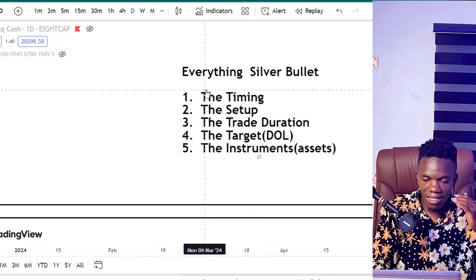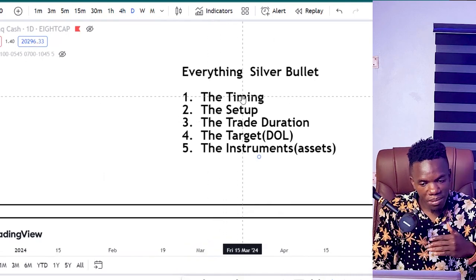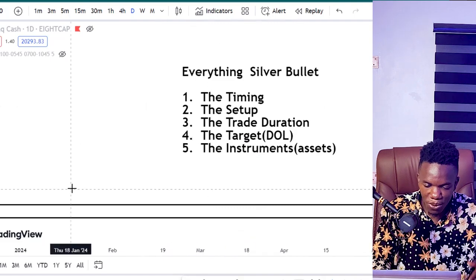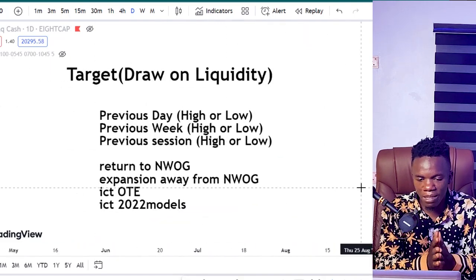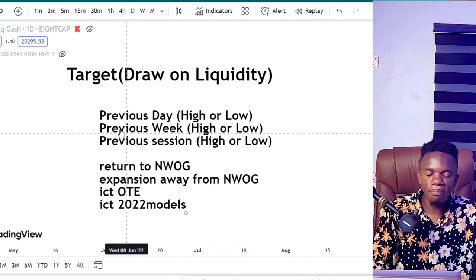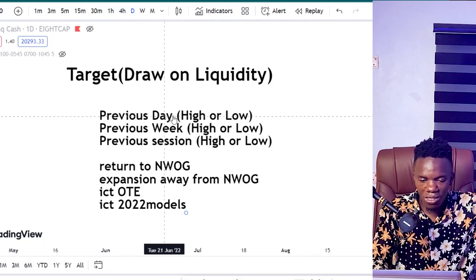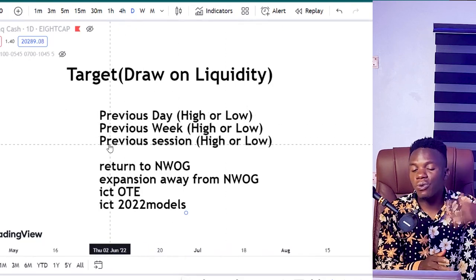Now, I've shown you guys the timing. Remember, I mentioned two things. The first one is the timing, then the next one is the draw on liquidity, which is the target. Now the draw on liquidity is very, very important. You can't skip this part. The reason it's so important is because ICT mentions so many things that can be the draw on liquidity: previous day's high, low, previous week's high, low. So you may not even know where you want to target.